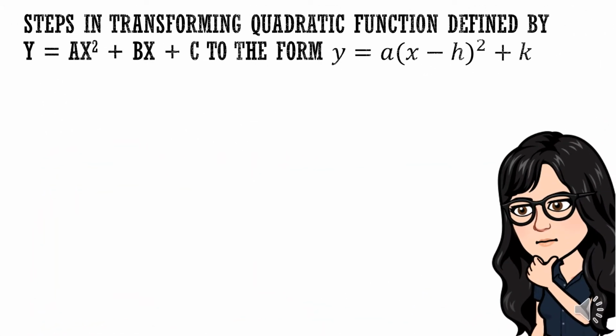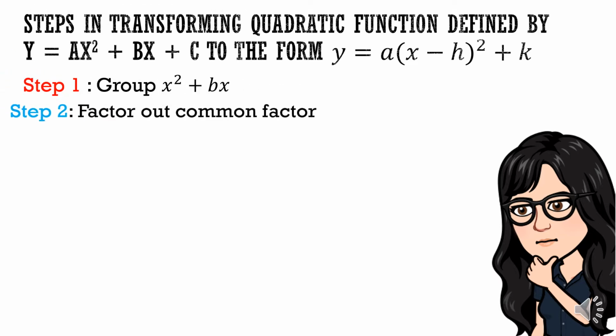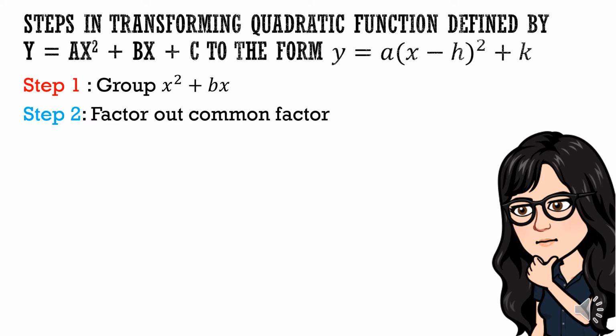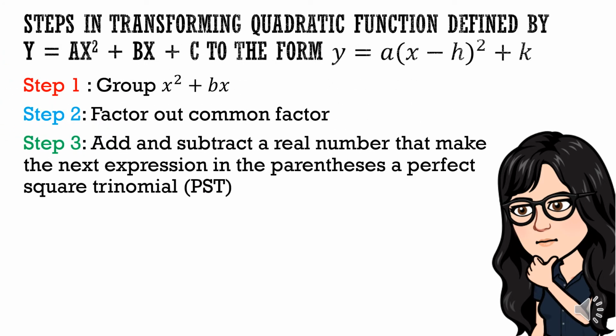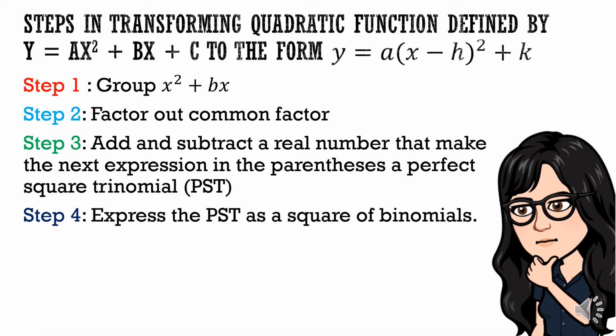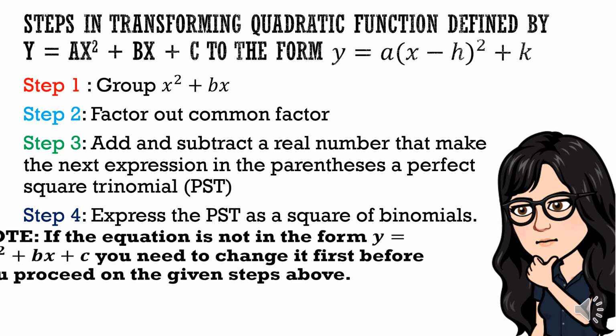Here are the steps in transforming quadratic function defined by y equals ax squared plus bx plus c to the form y equals a times x minus h squared plus k. Step 1. Group x squared plus bx. Step 2. Factor out the common factor. Step 3. Add and subtract a real number that makes the next expression in the parentheses a perfect square trinomial.